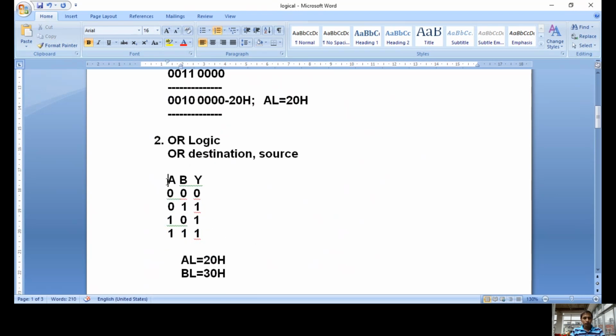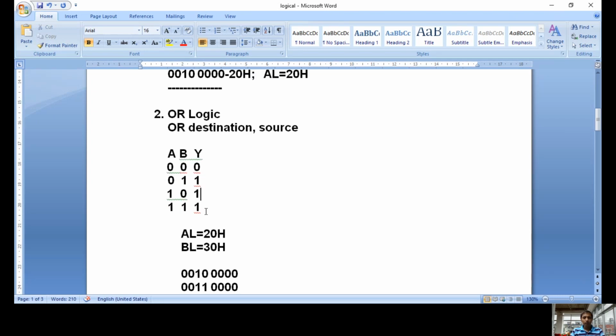In OR logic also we have two inputs and one output. Because of two inputs we have four combinations: 00, 01, 10, 11. In OR logic the output becomes 1 if any one input is 1. If at least one input is 1, the output is 1. That's why except for the 00 combination, the remaining three combinations have output 1.